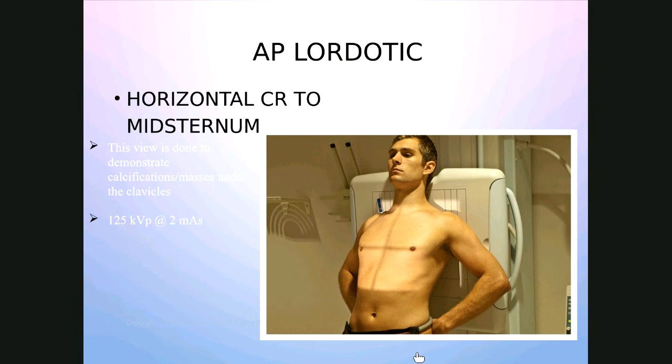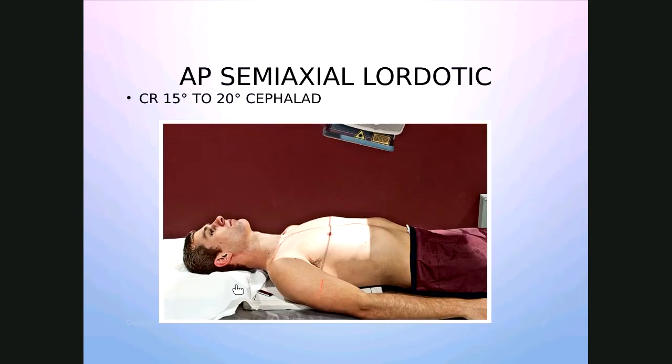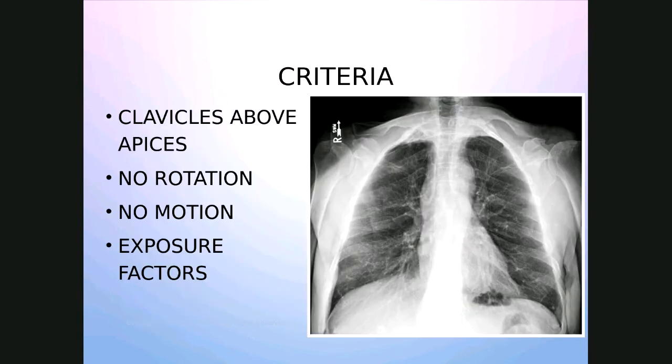I'm not saying that you cannot do it with them lying down. You most likely can. I just find it would be a little bit more challenging, and you have to angle the central ray 15 to 20 degrees cephalic, or towards the head, and you still come in at the same place. Mid-sternum, about 3 to 4 inches below the jugular notch. Have the patient take in 2 full deep breaths and hold on the second breath and make the exposure. And again, the whole point of this is to throw the clavicles up off the apex of the lungs so that you can demonstrate any pathology or masses or calcifications underneath that area.